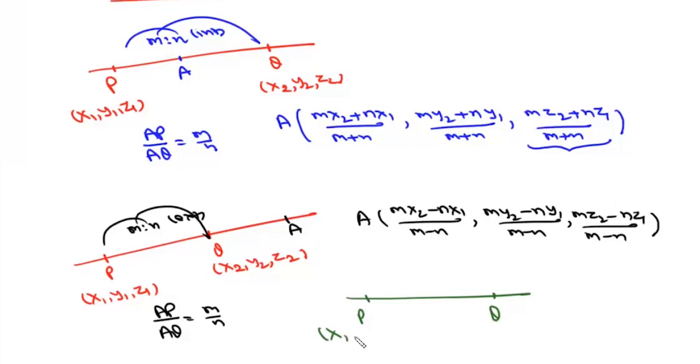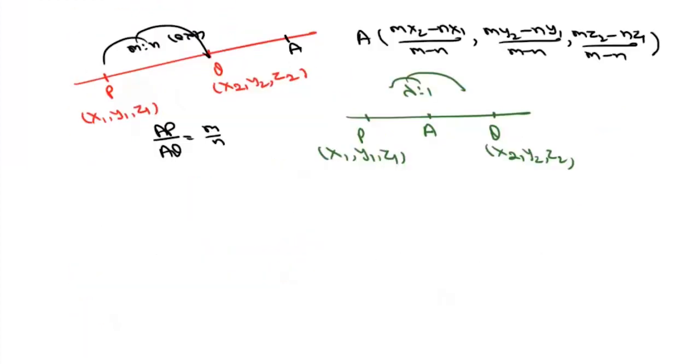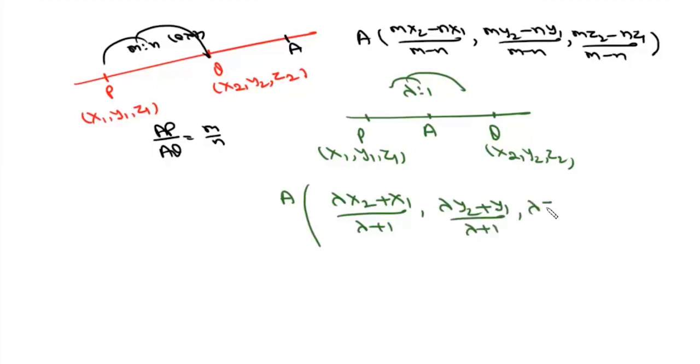Now, if there is any question where we are given 2 points, say P and Q, which are (x1, y1, z1) and (x2, y2, z2), and we need to find the ratio of some point A, then we'll consider this ratio as lambda is to 1. In that case, we'll write the coordinates of this point A as (lambda x2 plus x1) upon (lambda plus 1), (lambda y2 plus y1) upon (lambda plus 1), and (lambda z2 plus z1) upon (lambda plus 1).